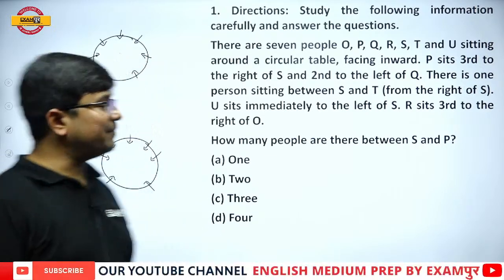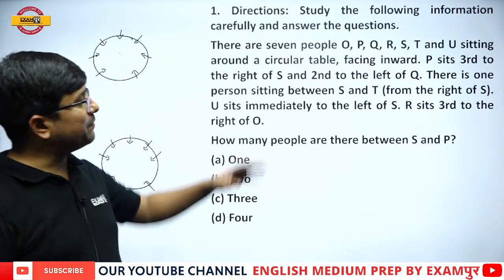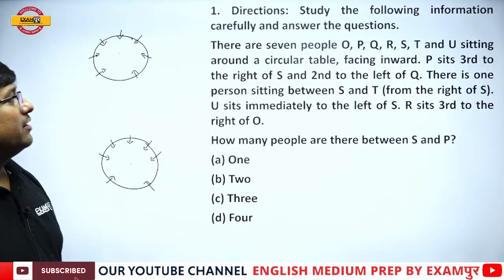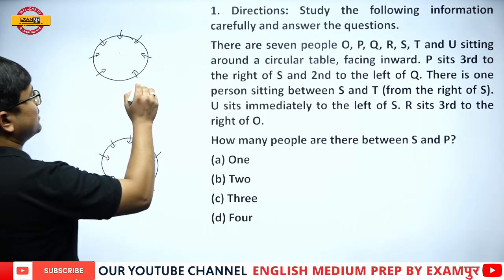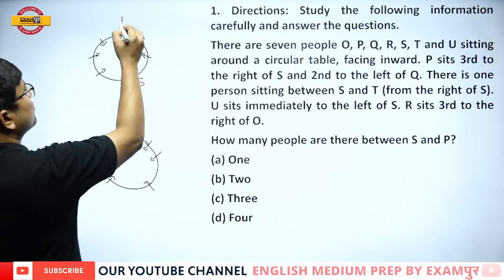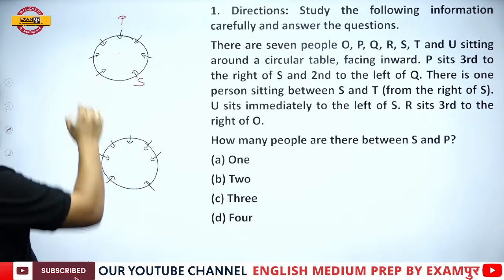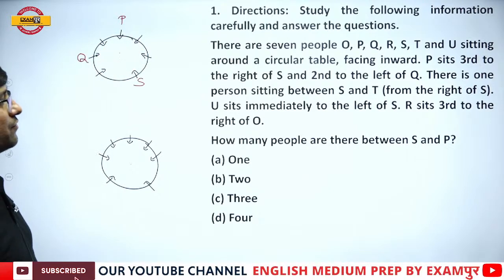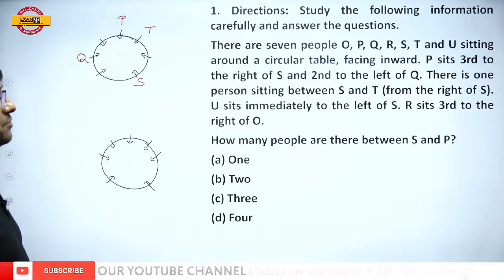Time is up. Now kindly pay attention. The question says there are seven people sitting around a circular table facing inward. P sits third to the right of S. Suppose here is S; P sits 1, 2 and 3rd to the right of S, and 2nd to the left of Q. There is one person sitting between S and T from the right of S.